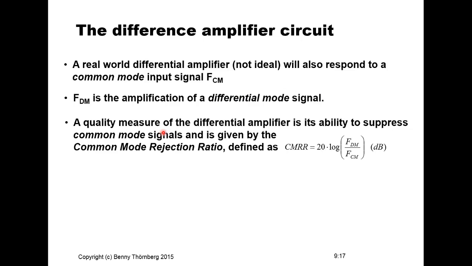And a quality measure then of a differential amplifier is its ability to suppress the common mode signals, and it is given by the common mode rejection ratio, CMRR, which is usually given in the decibel scale. So it is the differential mode amplification divided by the common mode amplification. And the 10th logarithm of this quotient multiplied with 20. So the relation between the differential mode amplification and the common mode amplification will give you a quality measure on how good this difference amplifier is at suppressing the common mode signal.